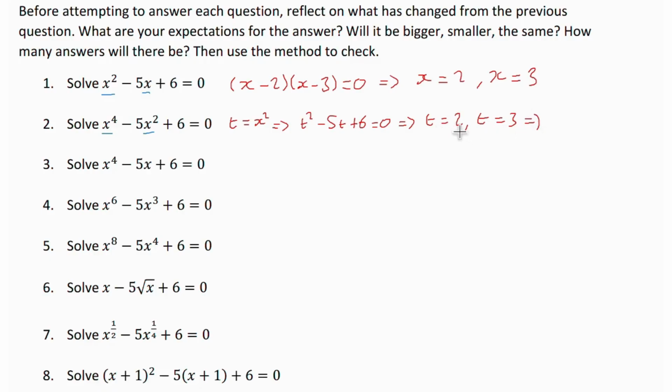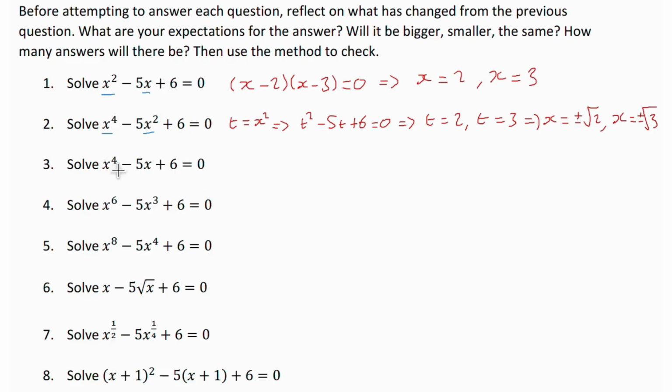But t is not what we want, we want x, so we need to solve to find x. t is equal to x squared, so x squared is equal to 2 means we have x is equal to plus or minus root 2. And x squared is equal to 3 means we get x is equal to plus or minus root 3.